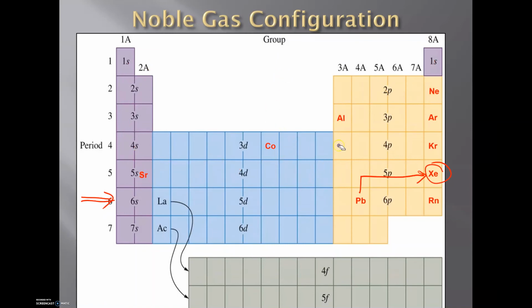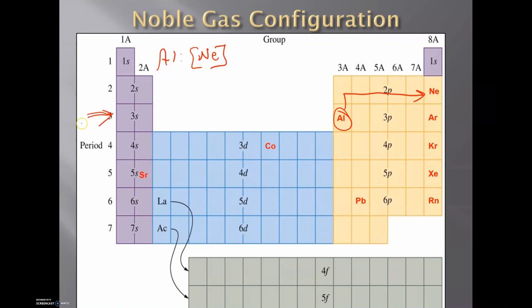If we look at another element, so let's say we look at aluminum, all right? So aluminum would have a noble gas configuration of up and to the right for the noble gas, neon. Then we would start at row 3, that'd be 3s2, 3p1. That would be the configuration for aluminum.